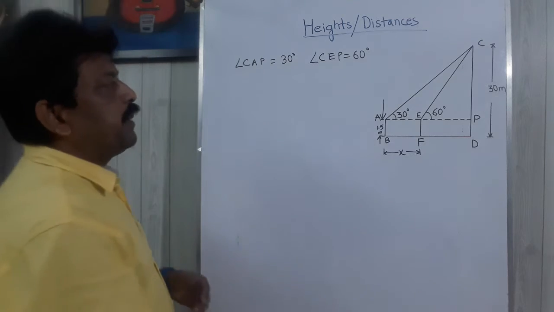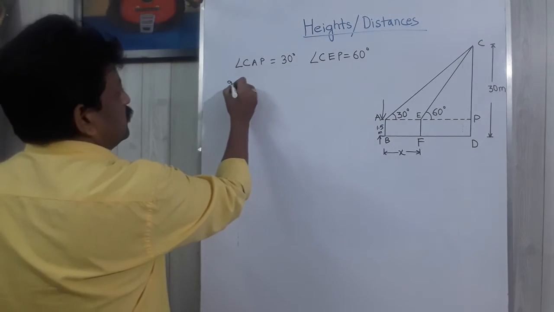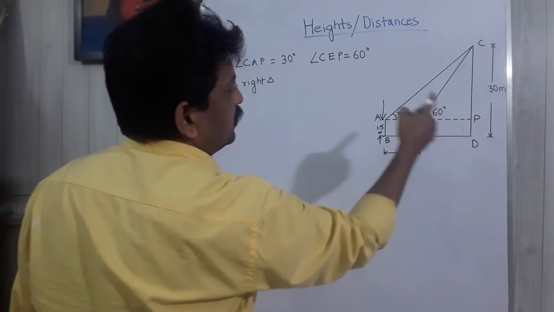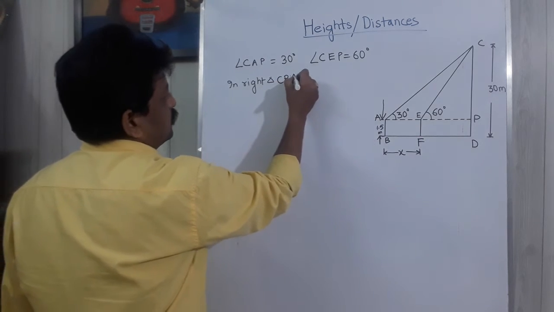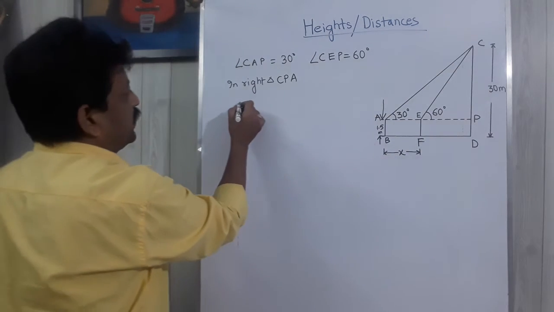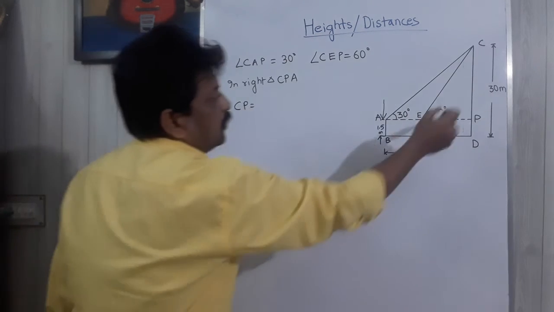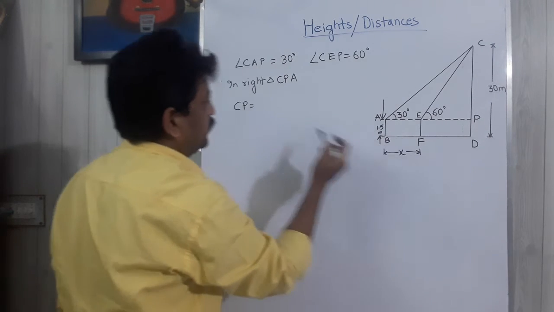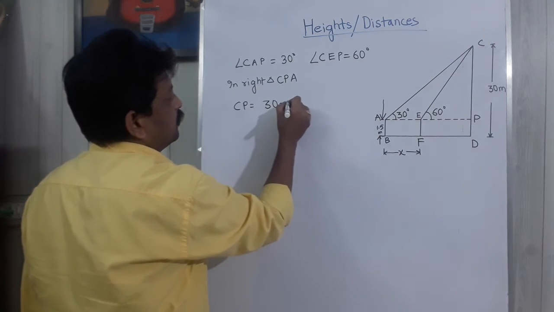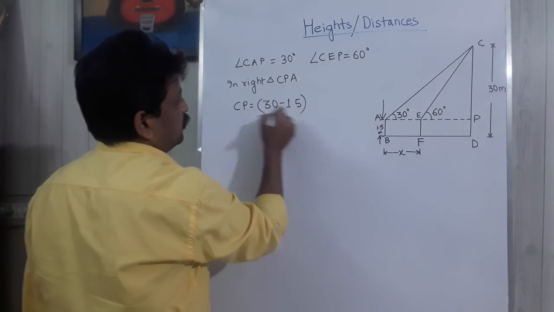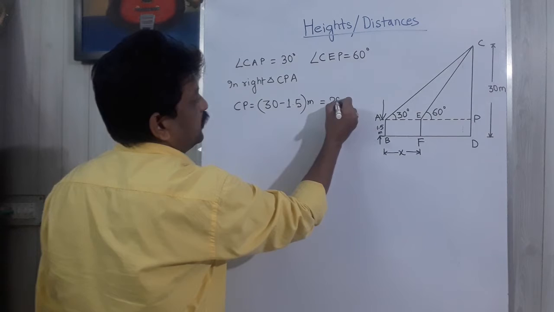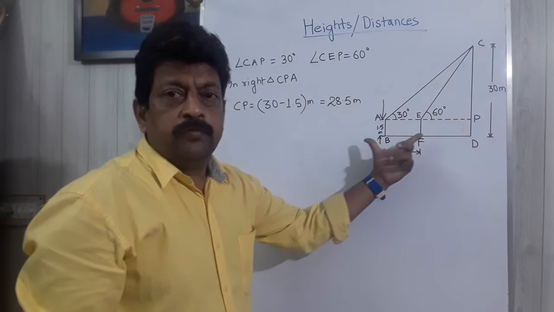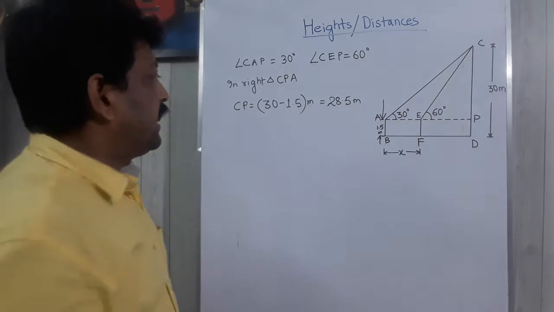Okay. Now let us come back to the right triangle. In right triangle CPA, what is CP? CP is equal to the total height of the building minus the height of the tall boy, 1.5 meter. That is 30 minus 1.5, that is 28.5 meter. Base we don't know, AP we don't know, so keep it as it is.